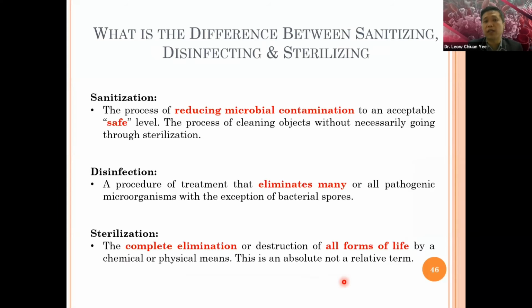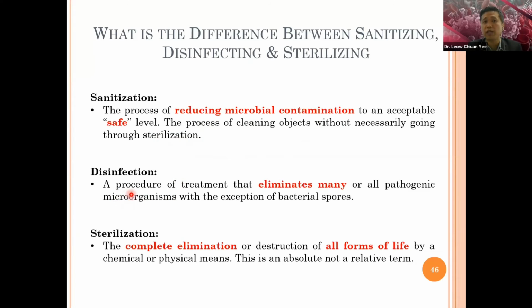Okay, before we proceed to the next chapter on the chemical differences, we need to understand what a sanitizer is. Of course, we keep saying hand sanitizer, but sometimes we get confused by the terminology. So sanitization means a certain process to reduce the microbial contamination to an acceptable level. It is cleaning objects without necessarily going through sterilization. As long as we reduce the microbial contamination, that is sanitizing. So sanitize is not as strong as the word disinfectant.